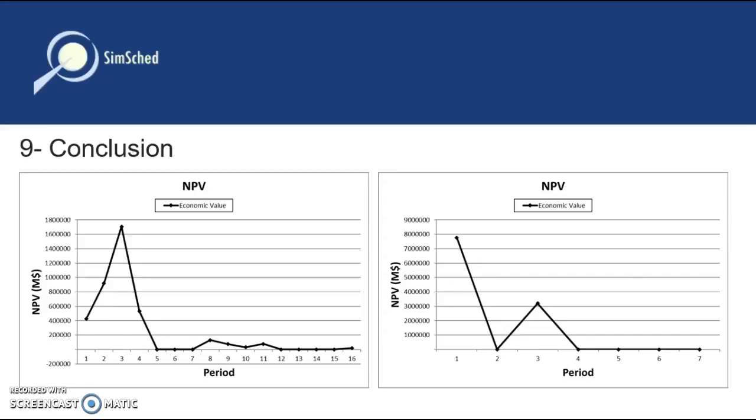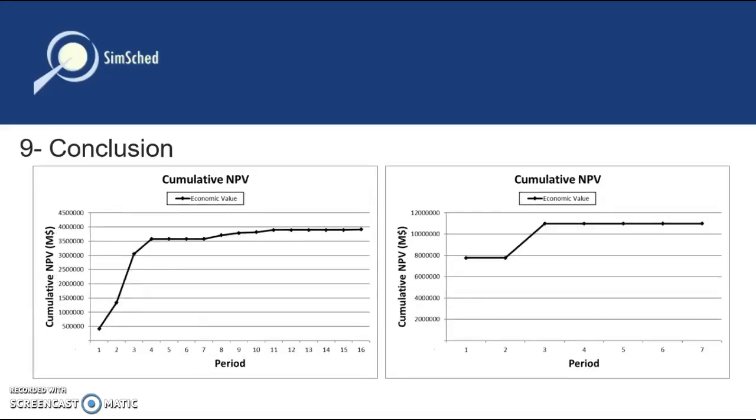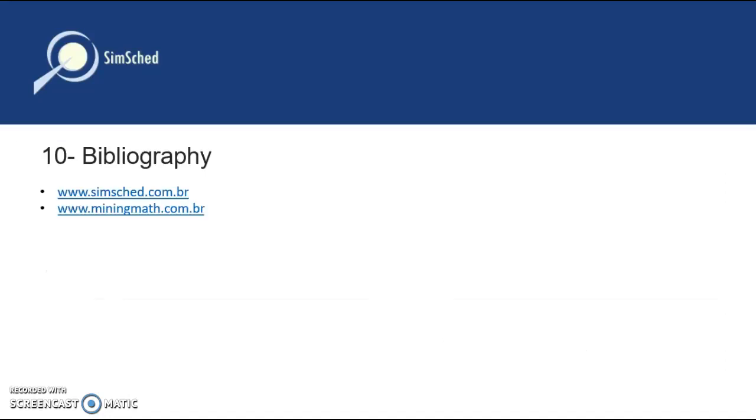Here there is the NPV by period, and here the cumulative NPV, which is higher in scenario B, basically because of the higher price of selling the metals. That's all for now.